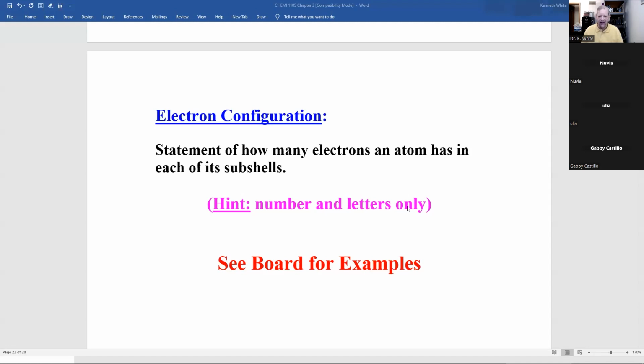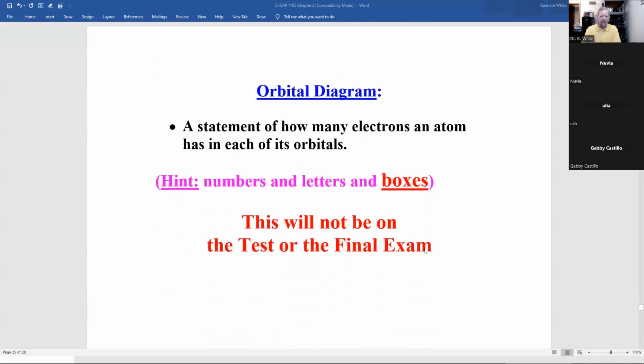All right. Now, we talked about the electron configuration. And now there's something called the orbital diagram. And this is a statement of how many electrons an atom has in each of its orbitals. And each subshell has orbitals. Orbitals contain two electrons, and therefore s, because you can only do two, has one orbital. p has six, so six divided by two is three orbitals, and so on. Well, this is confusing, and for this class, I'd rather spend time later on other things more important to you, and therefore orbital diagram will not be on any tests or the final exam. So let's move on.